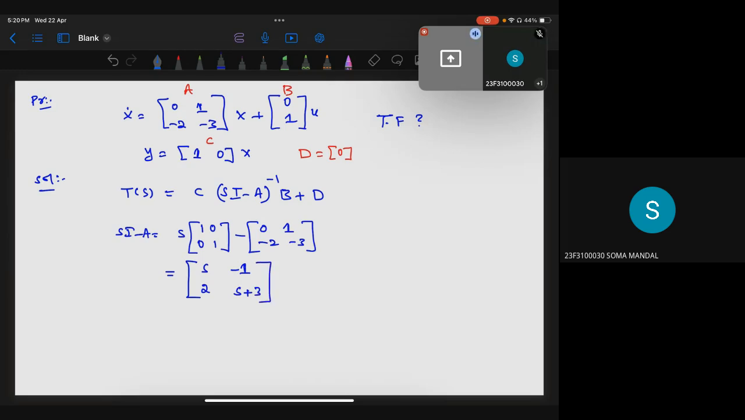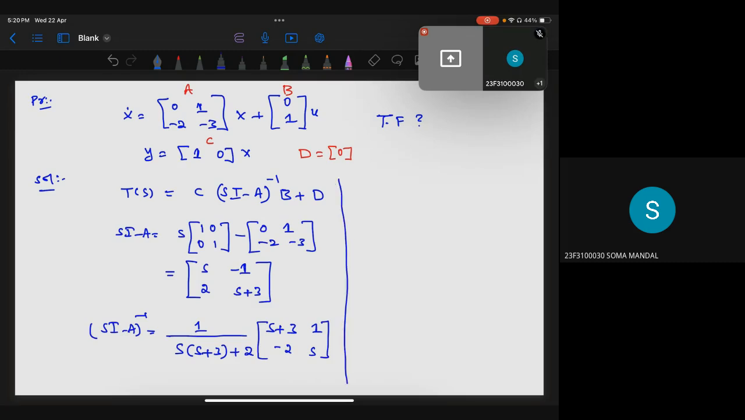So now the inverse, (sI minus A) whole inverse, is 1 by s times (s plus 3) plus 2, with the matrix [[s plus 3, 1], [-2, s]]. So this will be like s squared plus 3s plus 2. Okay, so this is the inverse.